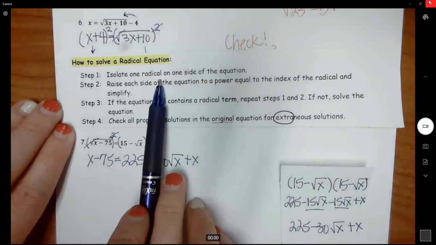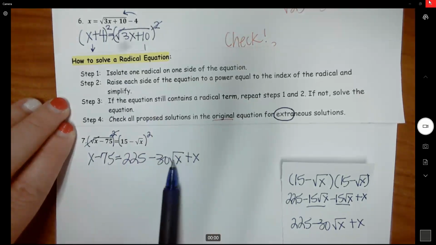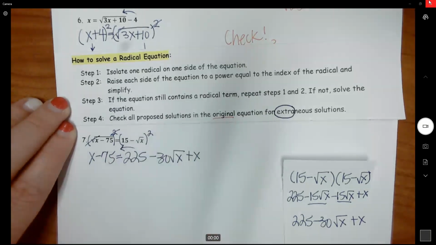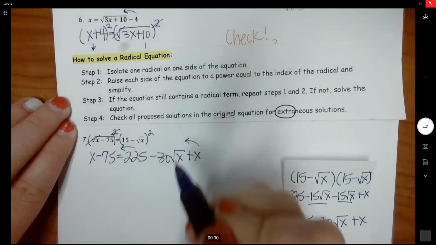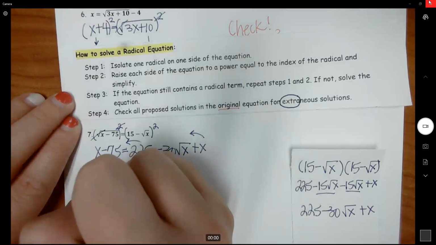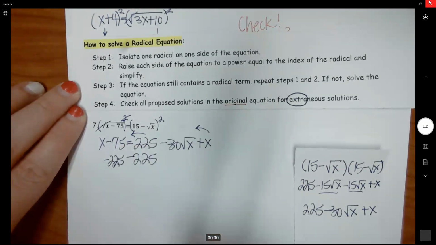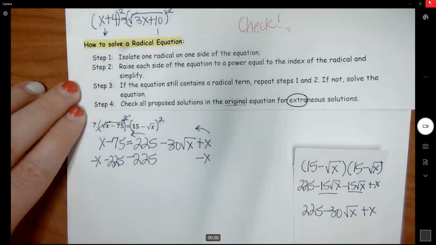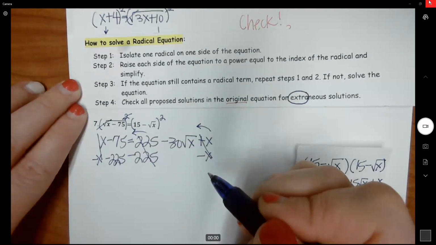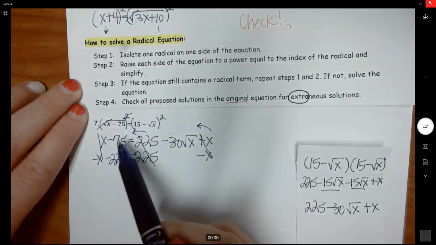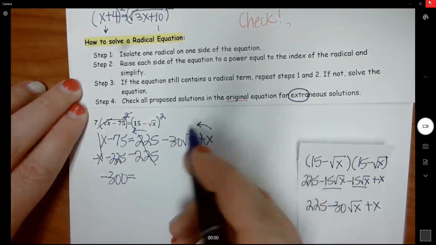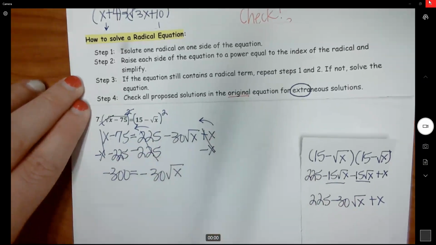So step 1 is to isolate the radical. So let's get this radical here by itself. The way I can do that is by moving over my 225 and my x term to the other side. So I will subtract 225 and I will subtract my x. My x cancels here, my 225 cancels here, and my x's actually cancel here as well. So negative 75 minus 225 is negative 300. And then over here, I just have negative 30 square root x.